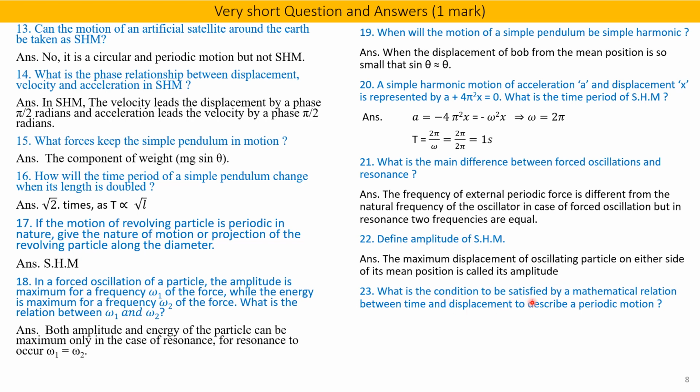What is the condition to be satisfied by a mathematical relation between time and displacement to describe a periodic motion? The mathematical relation is y of t equal to y of t plus T, where capital T is the period and small t is the instantaneous time. It can be y of t plus T equal to y of t plus 2T, and so on. That is, it repeats.